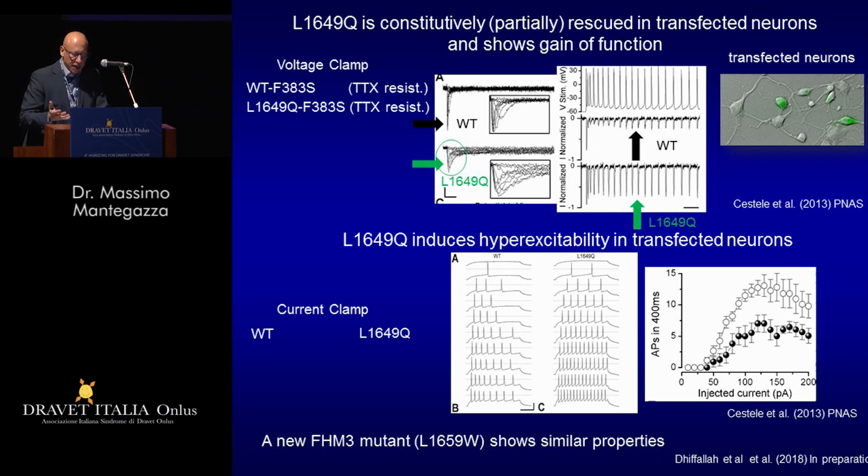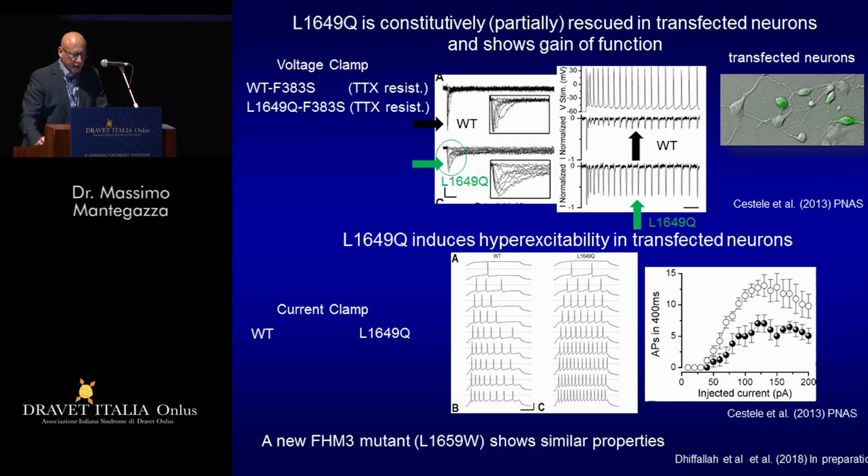And when you have current, you have more current than for the wild type. You can see here the difference between wild type and mutant. You have more current here. And when you record the action potential discharges of these transfected neurons, you get more firing, higher firing frequency, when the neurons are transfected with the mutant in comparison with the wild type. So the mutant is a gain of function mutant. And we now have another FHM type 3 missense mutant that shows similar properties. So we have two mutants that look like complete loss of function, but actually they are gain of function mutants.